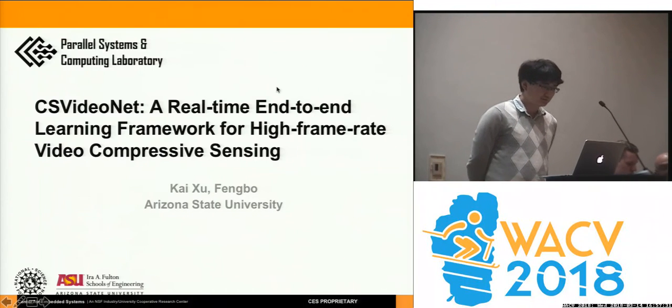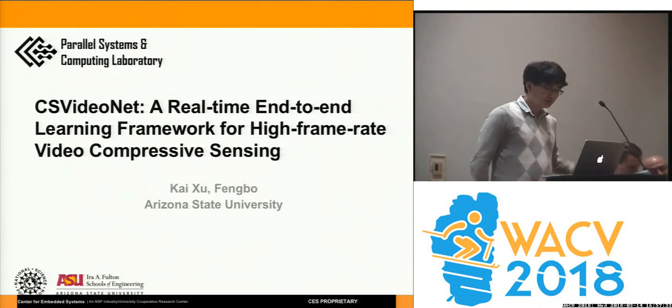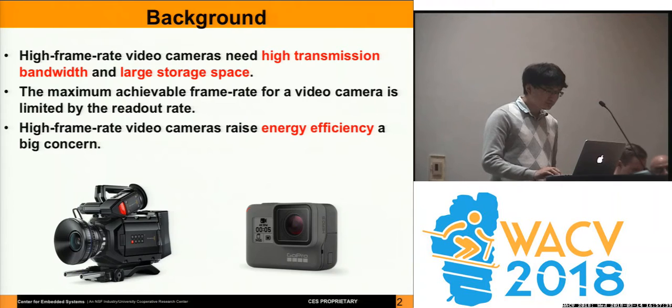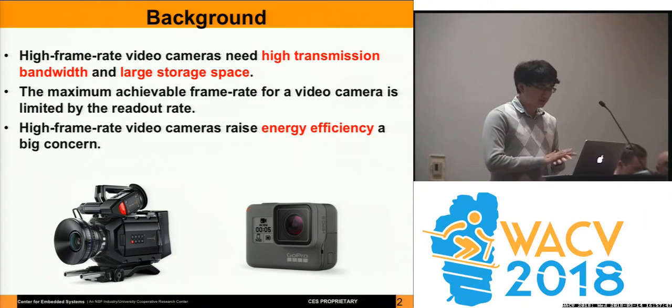Hello everyone. My work aims to solve the video compressive sensing reconstruction problem for high frame rate cameras. High frame rate cameras need high transmission bandwidth and large storage space. For a 1084 resolution camera, it will generate about 500 gigabytes of data at a frame rate of 10 kfps.